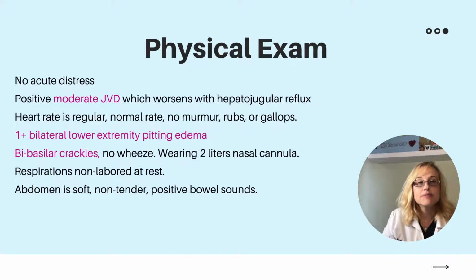Your physical exam findings are abnormal for moderately elevated jugular venous pressure, which actually worsens when you press on his right upper quadrant, which is the hepatojugular reflex. Heart rate's regular, no murmurs, rubs, or gallops. He does have 1+ bilateral lower extremity edema, with basilar crackles. He is wearing a 2 liter nasal cannula, and he's able to speak in full sentences without looking tachypneic. Abdomen is soft, non-tender, and positive bowel sounds.